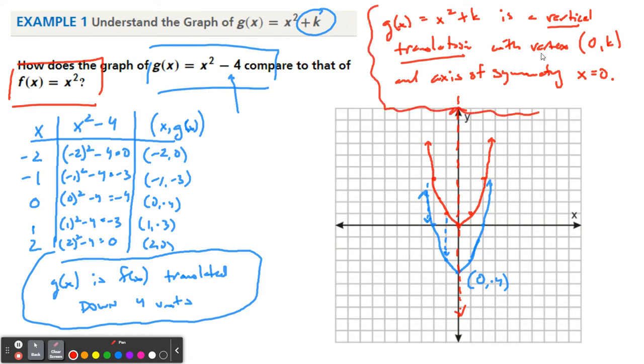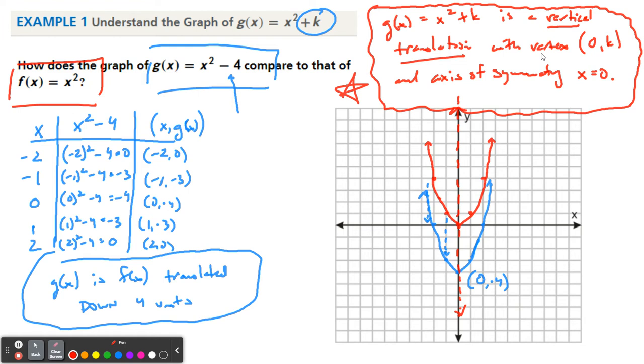So this is what happens when you have that k there. Understand that when we talk about vertex form, it's going to involve a k because you can see that it became the y of the vertex. All right, very important stuff right there. Try to keep that in mind.